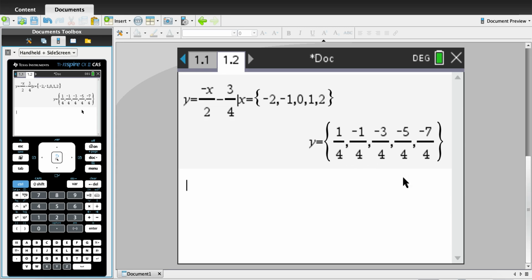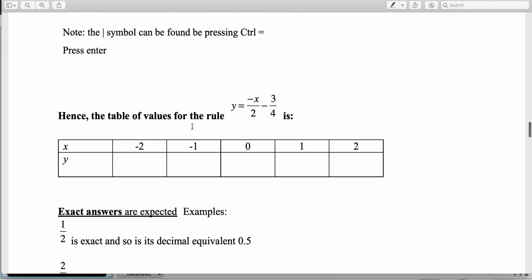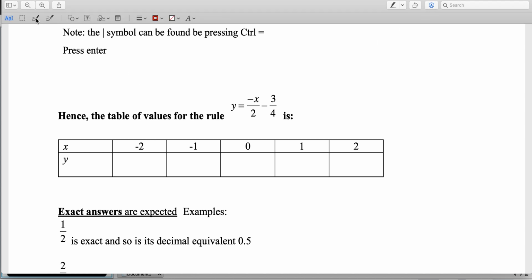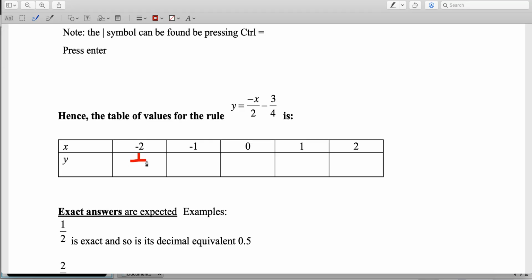Okay, so in here it says hence the table of values for the rule is, and so if we complete this one, I don't know if I can do this here, but we'll try. I don't think I can draw in here. Oh, can I have no idea. I'm trying this for the first time here. So -2 is going to be 1/4. This is not working. Sorry, girls. Okay, but you can type it in. Oh, that's awful. Okay, but you can do it.